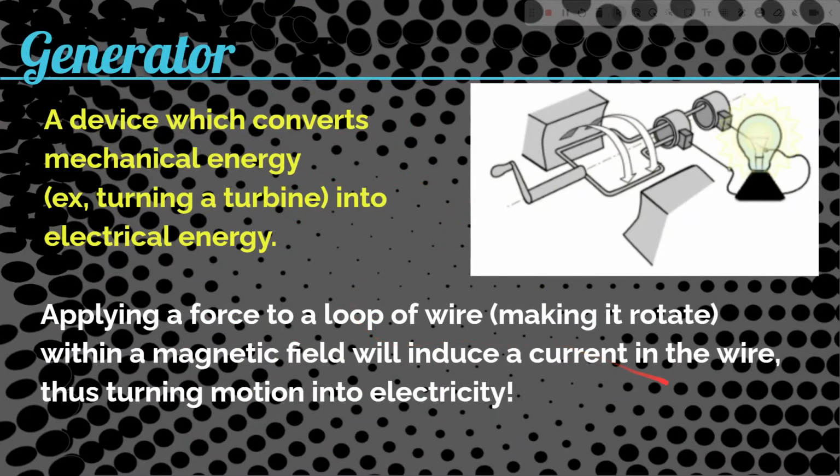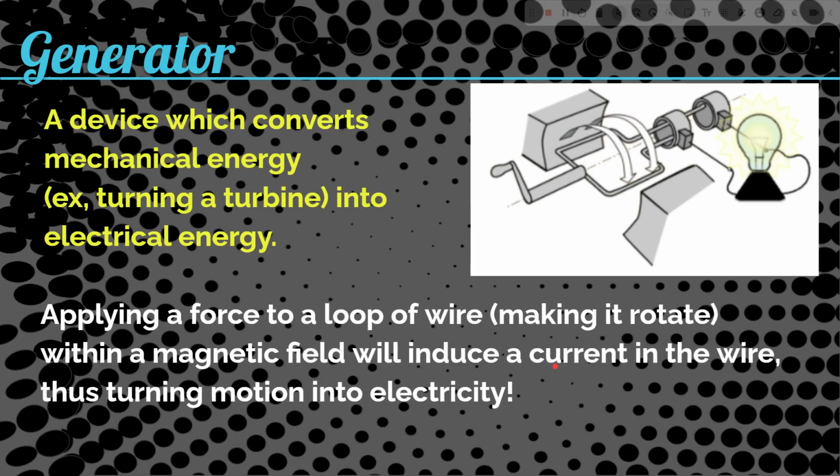All right, next application of electromagnetic induction is called a generator. It is a device that converts mechanical energy into electrical energy, and it does so by turning something. Most power plants turn a turbine, whether it's a wind turbine or a hydroelectric power plant turns a turbine because the water pushes it, or you can turn a crank by hand. Okay, but when you do that, you apply a force to a loop of wire, making it rotate in a magnetic field, and that creates a current in the wire.